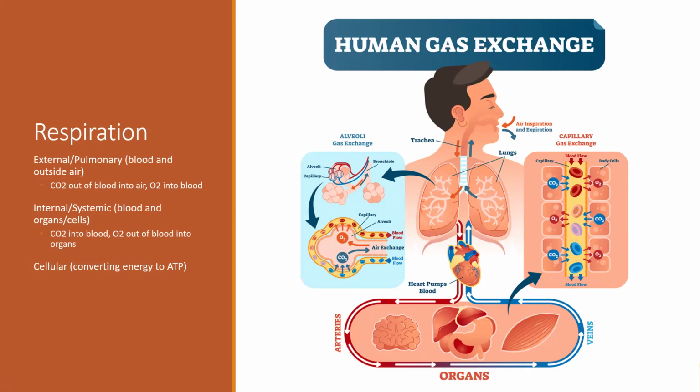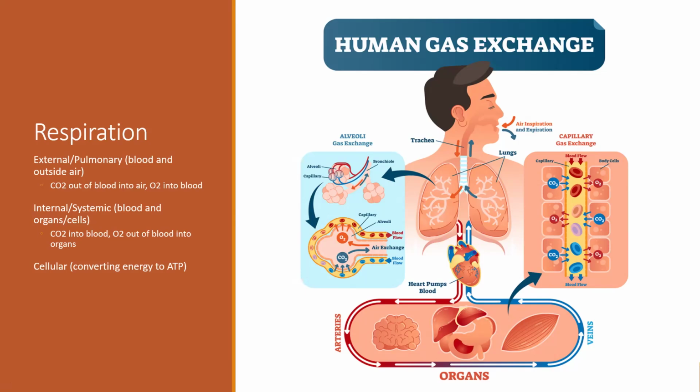So the oxygen from the air will get into the alveoli. The CO2 will leave the blood and go back into the quote unquote air that you're going to expirate. And then the oxygen goes into the bloodstream and then it gets circulated. So once it leaves the lungs and starts going to all your tissues, we call this internal or systemic respiration.